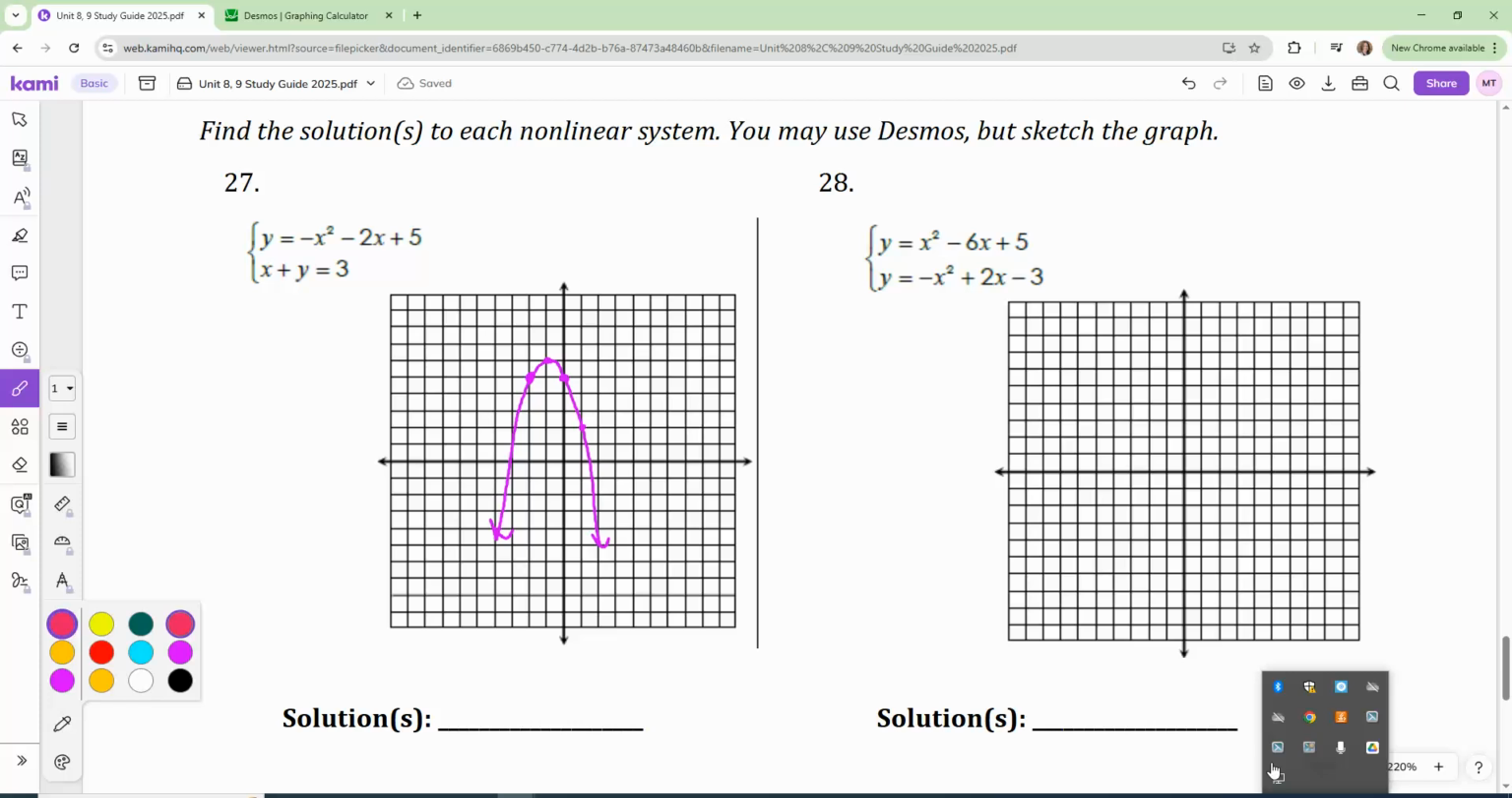Then my line, if I click my line, it tells me a few points on it. -2, 5, 0, 3, 1, 2. My solution is where they touch, and you have to give me those ordered pairs.